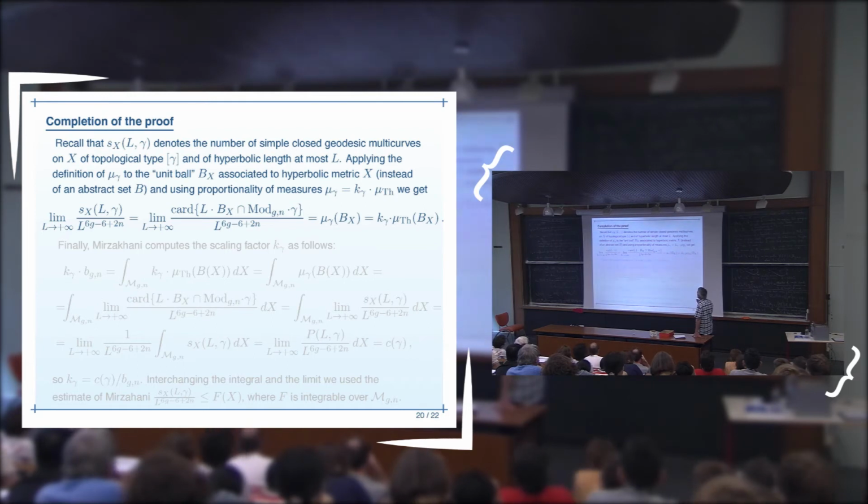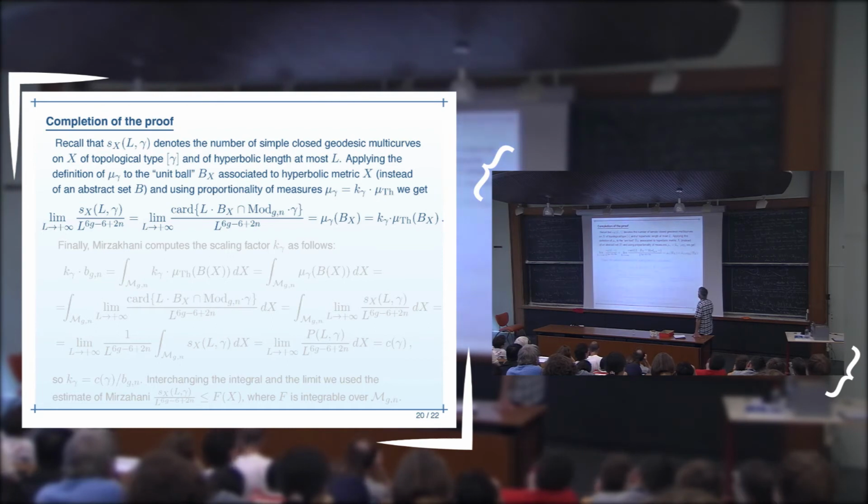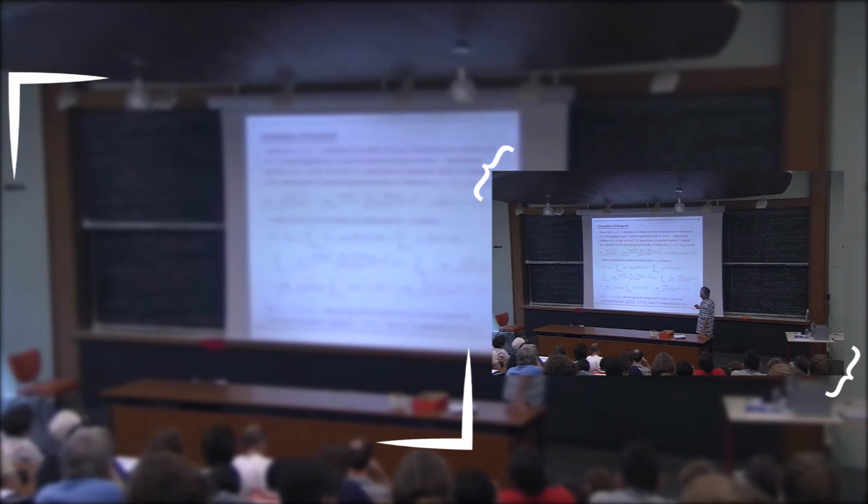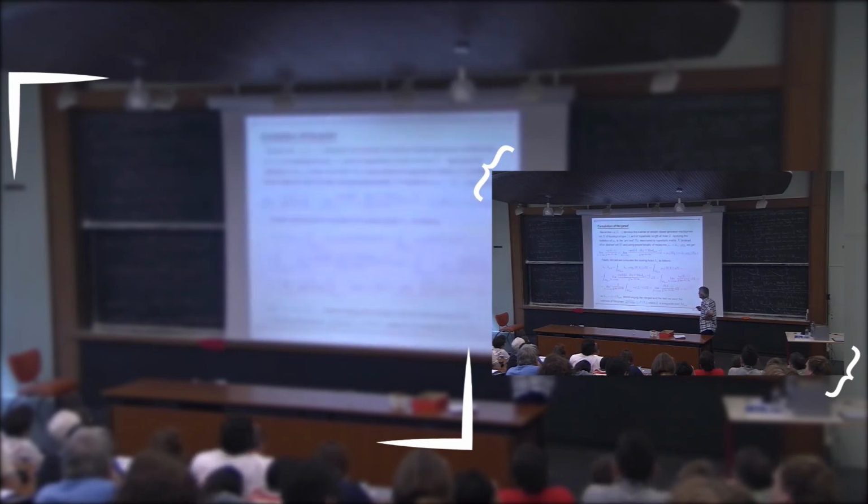Now we pass to the limit. By definition, this is Mirzakhani's volume of the unit ball. We've seen it. Mirzakhani's measure of the unit ball is proportional to Thurston's measure of the unit ball with coefficient k gamma. We still do not have control of this coefficient. It might be 0. But we know that they are proportional. And basically, we now have to compute the scaling factor. So how can we compute the scaling factor k gamma? Recall that BGN is the average of Thurston's measure of the unit ball with respect to MGN. So if we integrate only this quantity, we get MGN. If we multiply it by k gamma, we'll get k gamma times BGN.